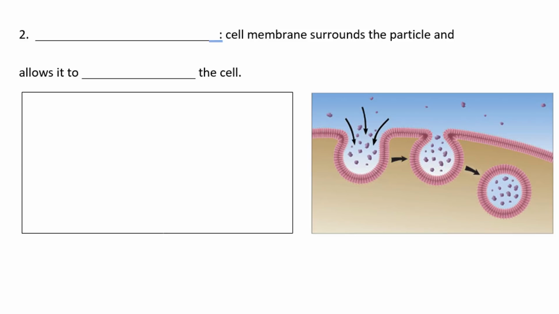The second type of active transport is called endocytosis. It's a little bit helpful to know that endo means into. So endocytosis is really cool. It's when the cell membrane actually physically changes shape, surrounds the particle, and allows it to enter the cell. And by the way, it's the way amoebas actually capture their food.